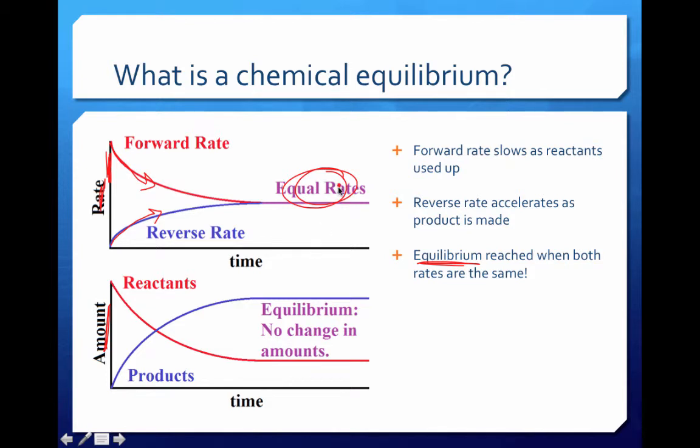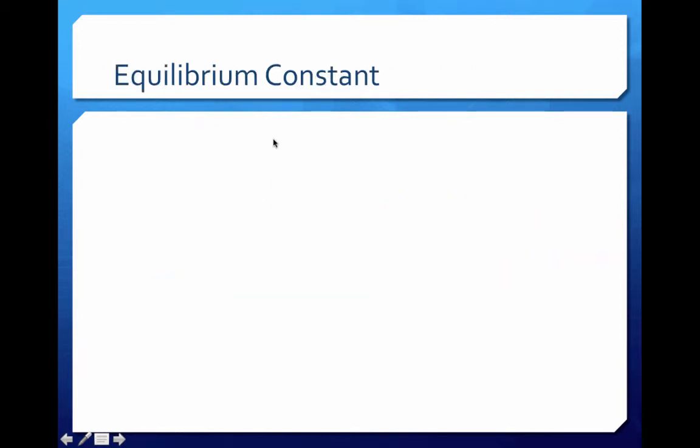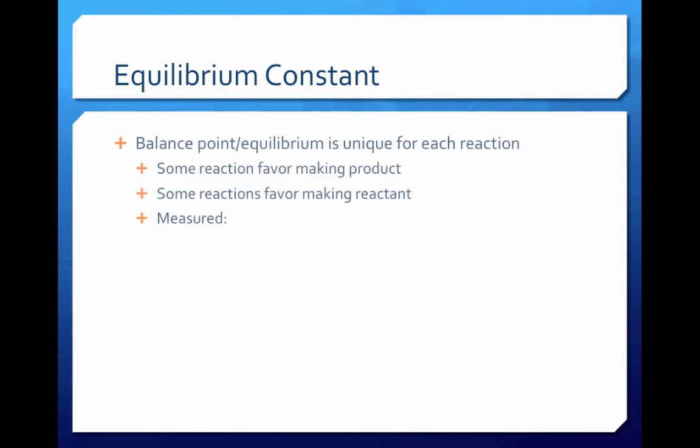Now, it's important to note that the equilibrium rates are the same, but the equilibrium amounts can necessarily be different. And how to figure out these equilibrium amounts is what we'll talk about later on in terms of something called an equilibrium constant. So here we are then, discussion about the equilibrium constant. This is basically a way of quantifying the rates that we were talking about before and this idea of equilibrium.